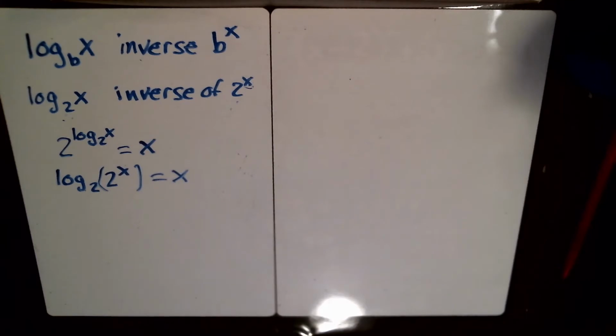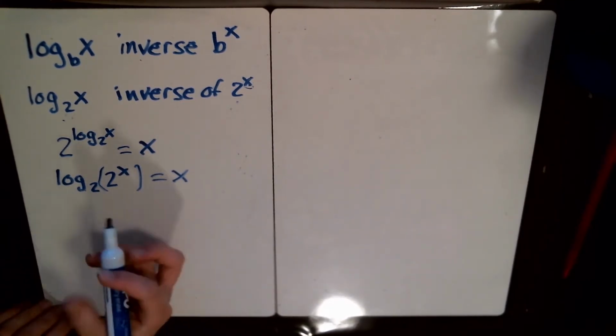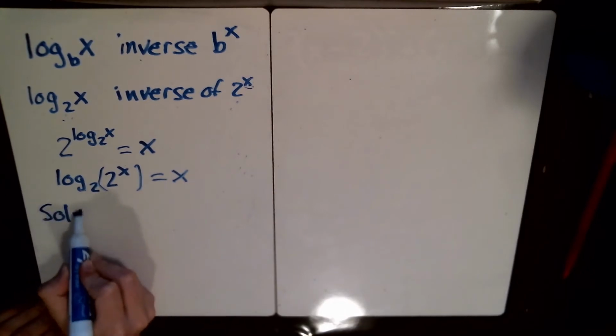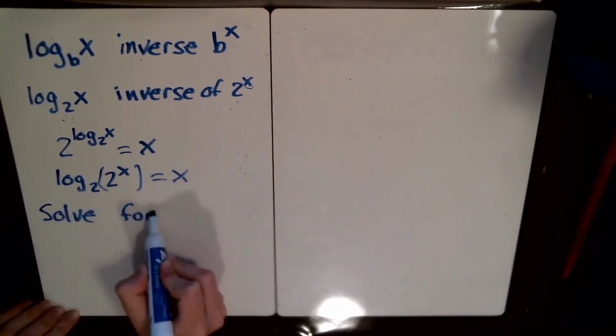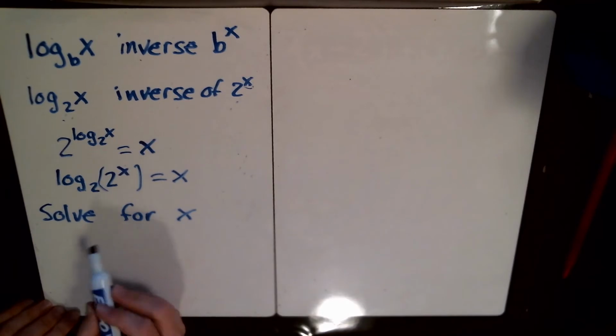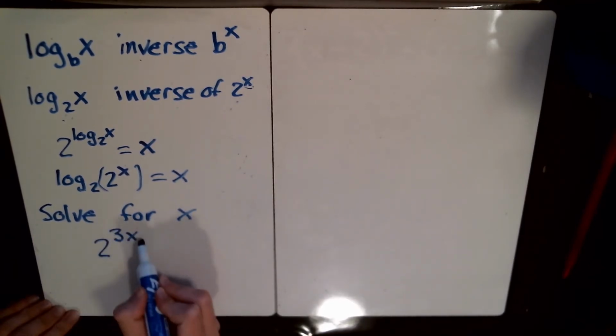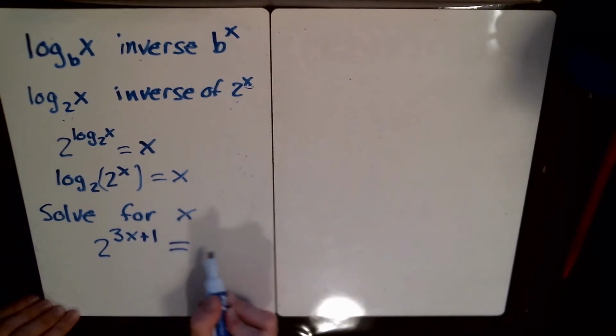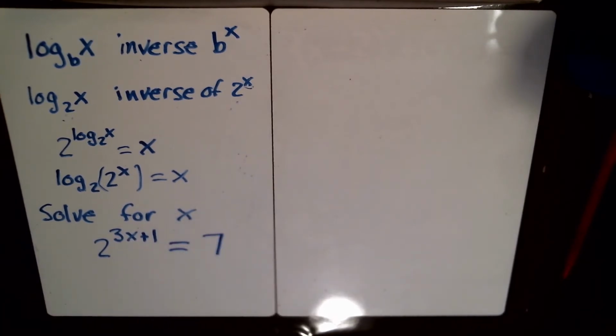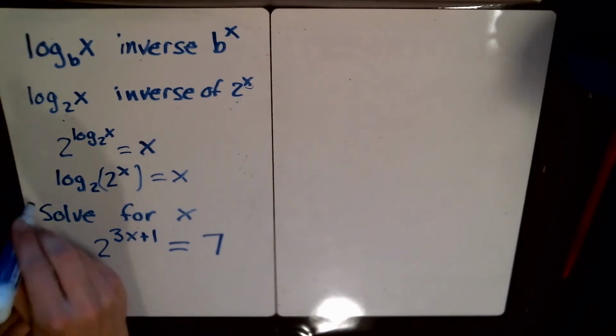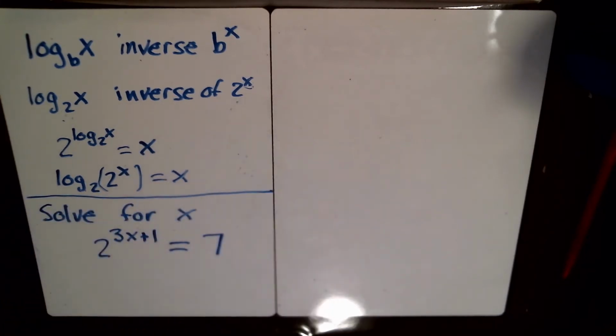So how is this helpful? An example where it might be helpful is, let's say we want to solve for x in an equation like this. Let's say I've got 2 to the 3x plus 1 is equal to 7, and I want to try and solve for x in this.